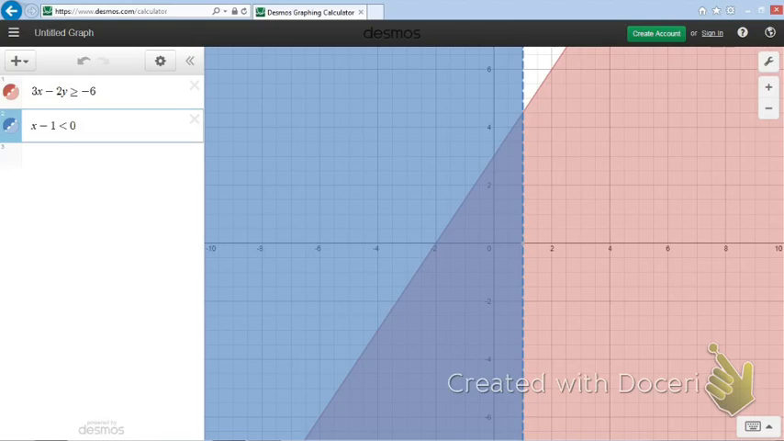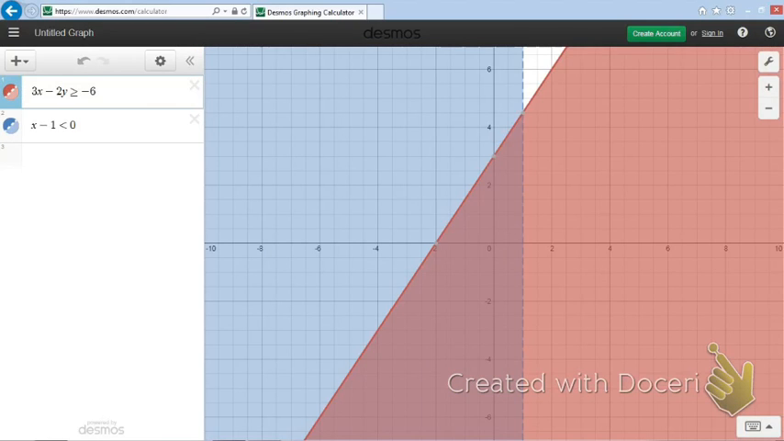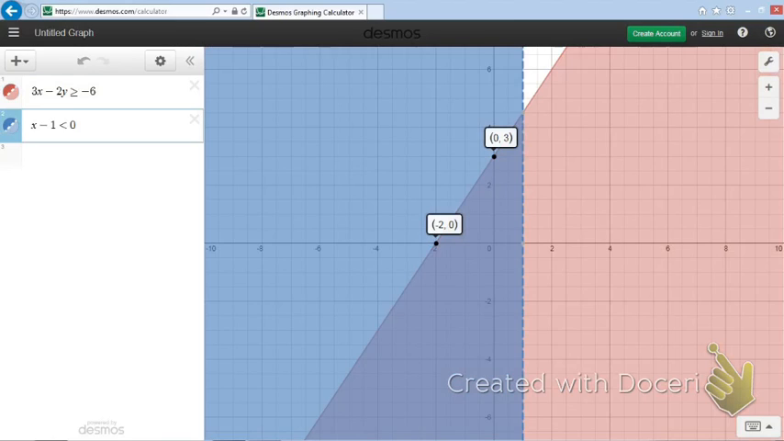I graphed the first inequality, and that's the red one. It has the solid line, and you can see that it has a y-intercept at 3 and an x-intercept at -2. And then I want to look at the second inequality, and it's just a vertical line that goes through 1. So I'm going to graph that.